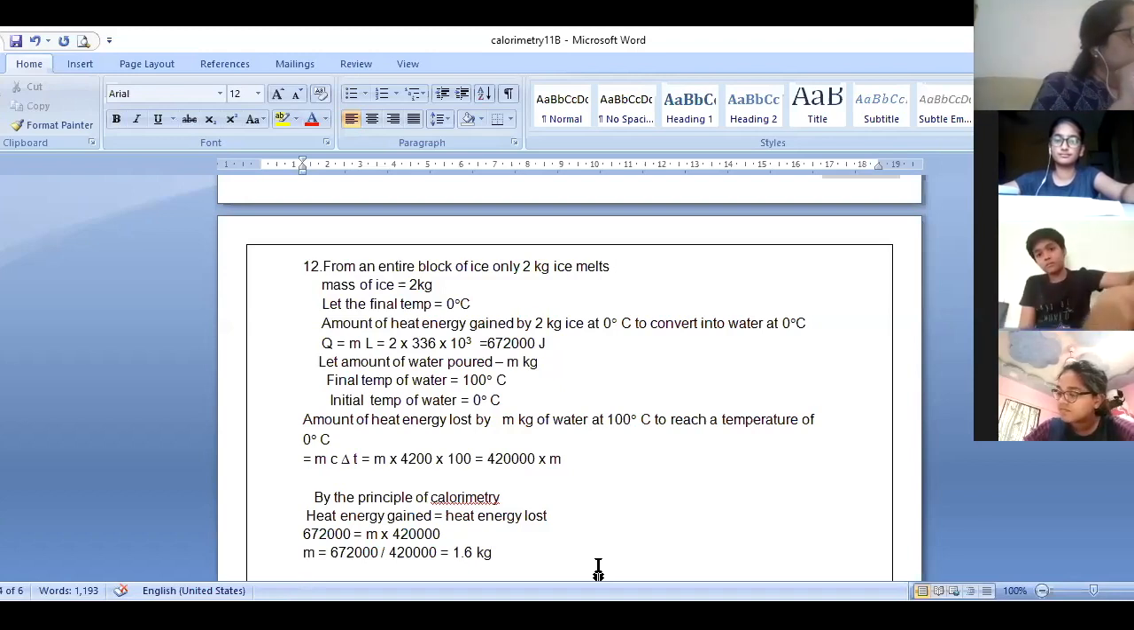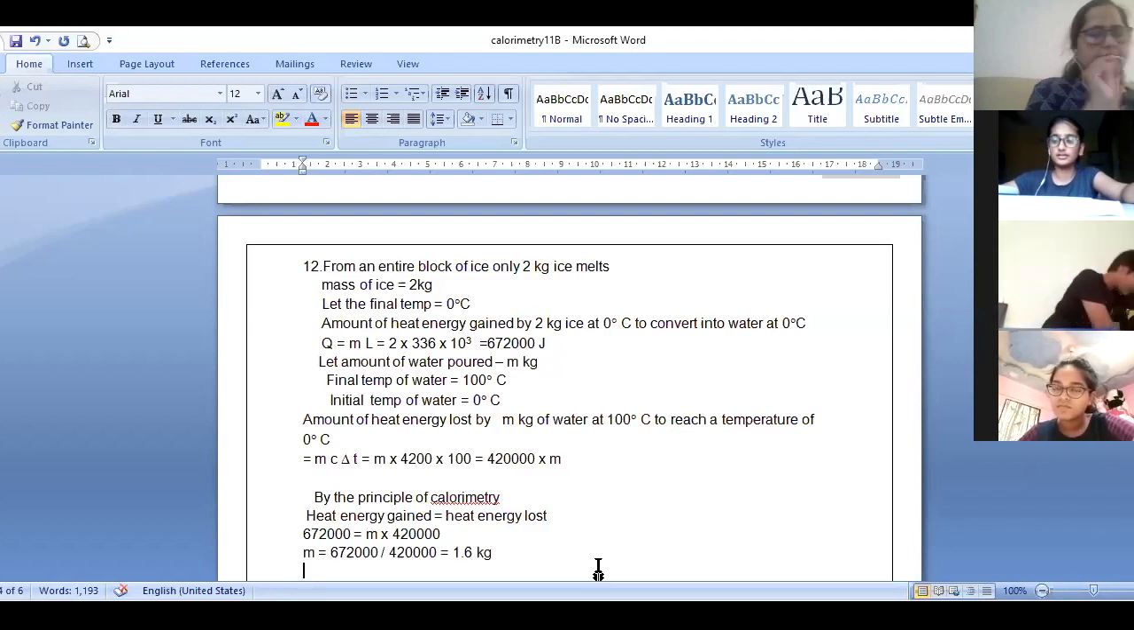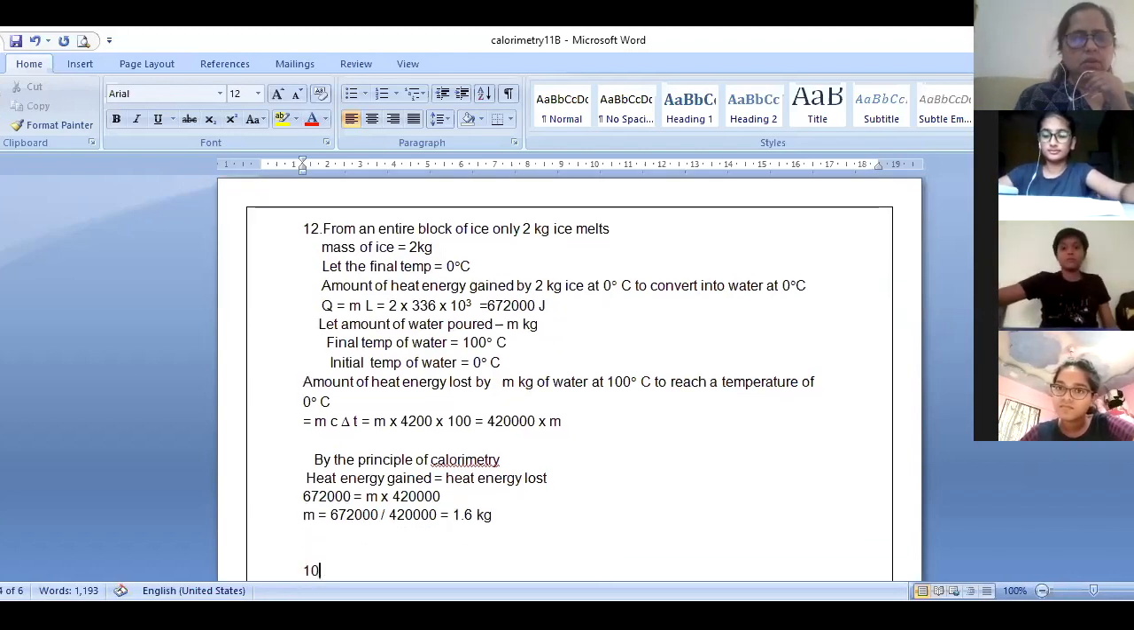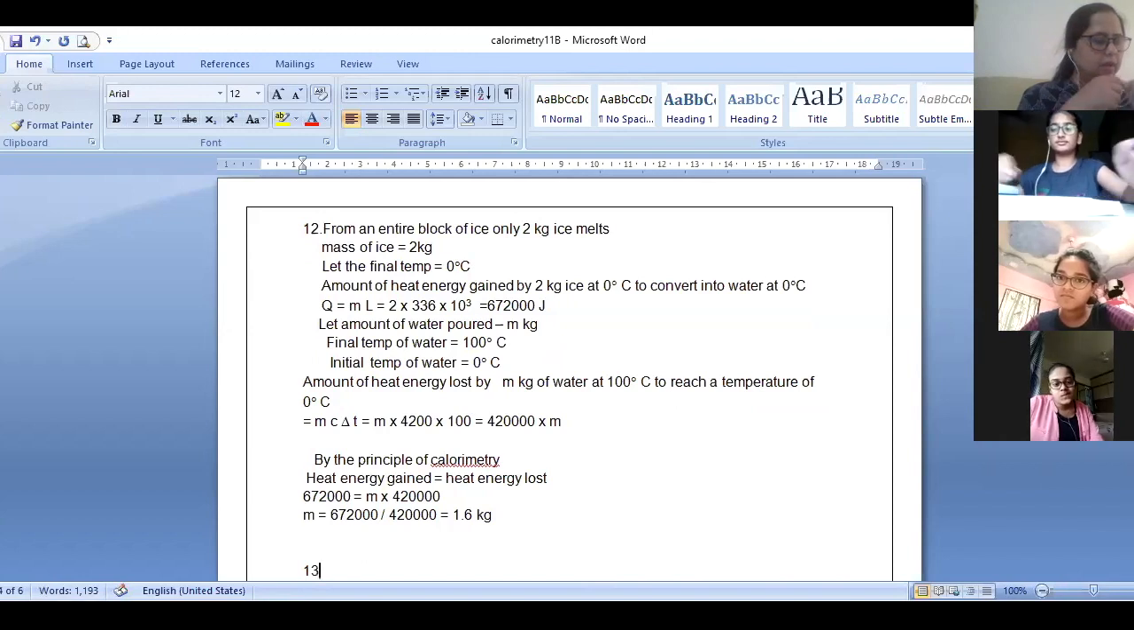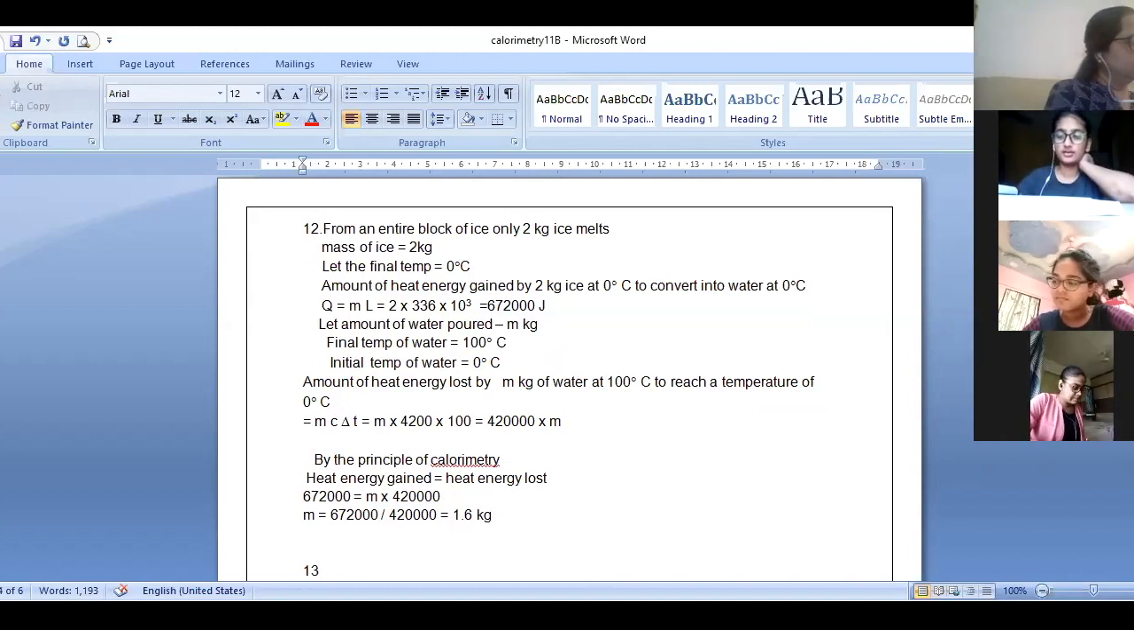I think one more sum. Mariam, just see this, which is the sum number 13. Calculate the total amount of heat energy required to convert 100 gram of ice at -10 degrees completely to water at 100 degrees. This is 13. So now everyone read and I'm going to ask you questions. Come on. The question is: calculate the total amount of heat energy.